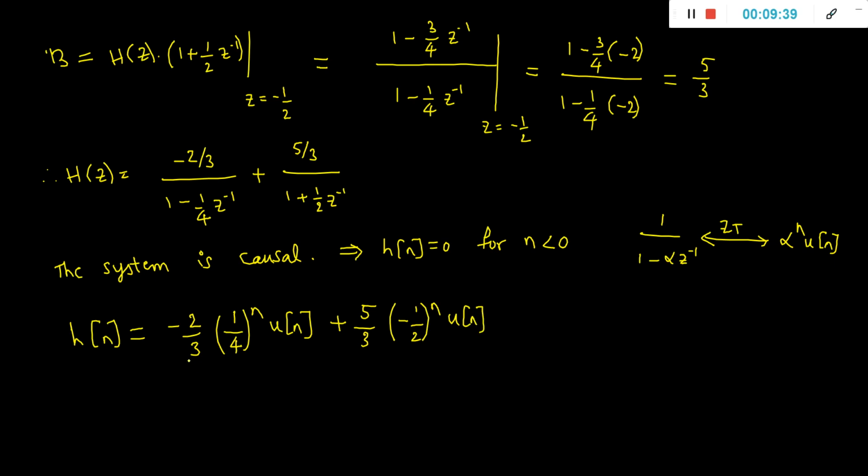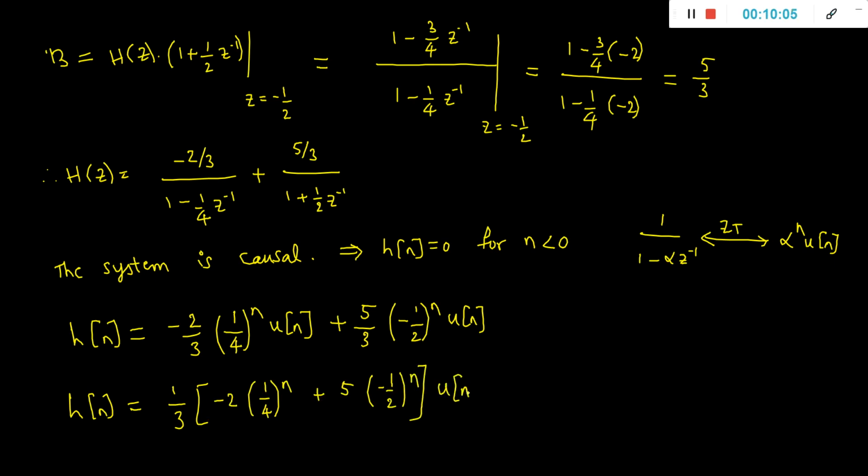So you can see here that the term 1 by 3 is common along with u of n. So I can just rearrange it a little bit and write it as 1 by 3. Inside the bracket there is minus 2 times 1 by 4 raised to n, plus there is the term 5 into minus half raised to n, and then the entire thing is multiplied by u of n. So this is the required impulse response of the system.